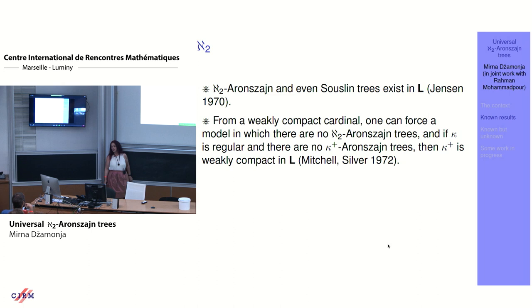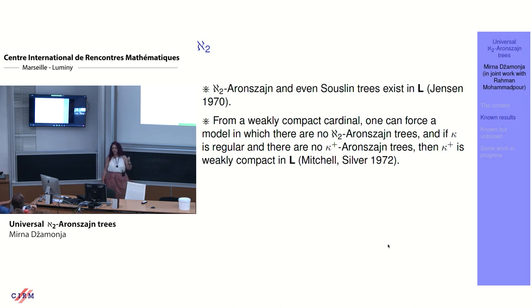But from the existence of a weakly compact cardinal, one can force a model in which there are no ℵ_2 Aronszajn trees. This is also a very celebrated work by Mitchell. It applies to all successor cardinals κ^+. And Mitchell also has an equiconsistency result. That is, if we have a regular cardinal κ such that there are no κ^+ Aronszajn trees, then κ^+ is weakly compact in L. In fact, this part of Mitchell's work is due to Silver.